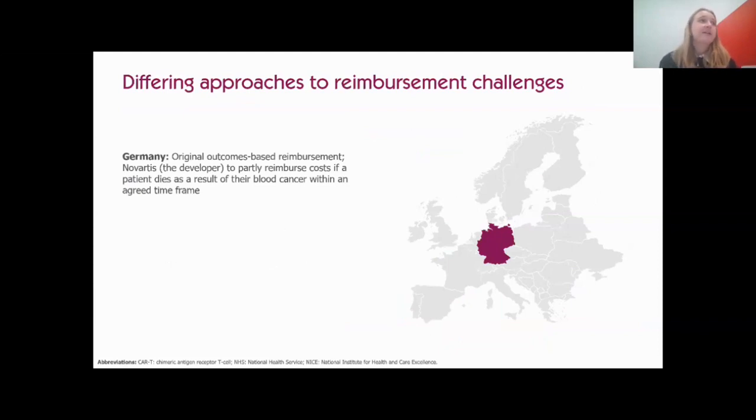In Germany, they use original outcomes-based reimbursement. So Novartis, which is the developer of the CAR T therapy, partially reimbursed costs if a patient died as a result of their blood cancer within an agreed timeframe. In other words, if the therapy did not work, Novartis partially reimbursed the cost rather than putting that all on the government reimbursement agency. And just as a note, this reimbursement strategy historically had not been used in Germany, so it was unprecedented.